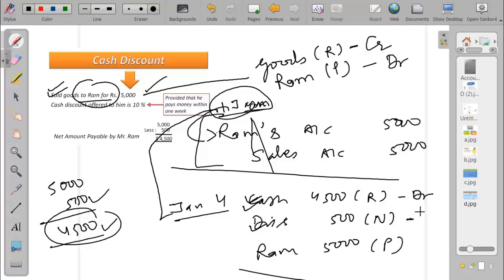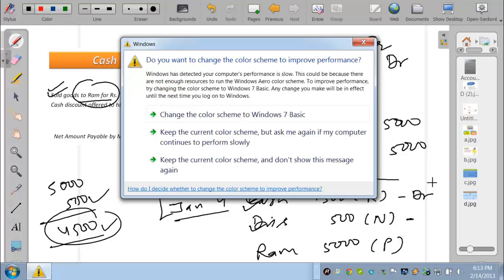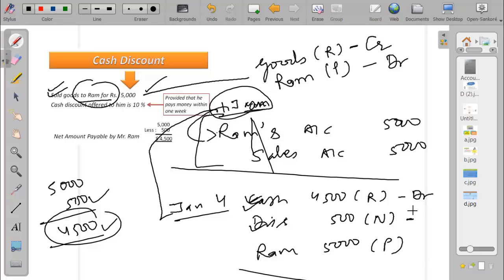Loss. Now tell me, what is the rule of nominal account? Debit all expenses and losses. So discount is a loss to us, so we will debit this. And Ram is receiver or giver? Tell me. Here Ram is the giver. Ram is giving us this money and this loss.